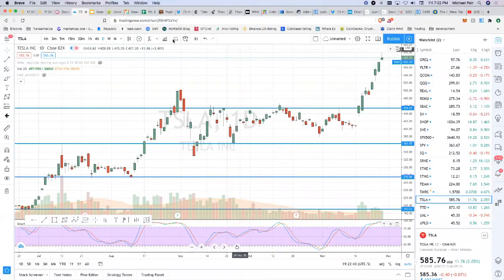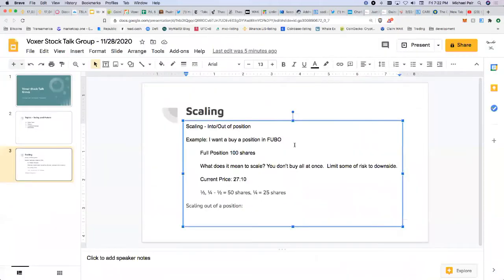So, well, let me stop there before I go any further. Does it make sense in terms of why I say, hey, I scale? Does it make sense, showing just the example of scaling into a position and scaling out of a position and what that means? Yes, okay. It does. Right. Makes sense. All right.